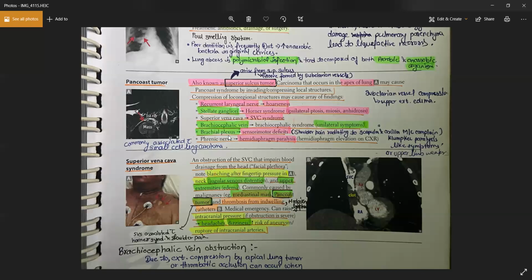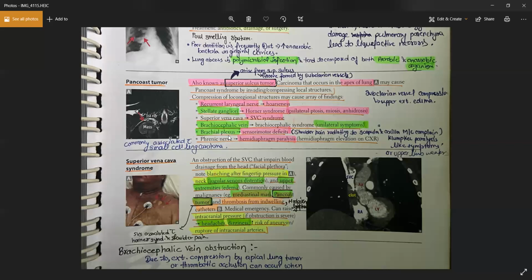You have the roots C5, C6, C7, C8, and T1. If the upper roots are compressed or damaged, you will have more proximal symptoms. If the lower roots are damaged, you will have more distal symptoms, right? So in Klumpke paralysis, symptoms are more distal in the limb, mainly the hands of the patient, so they will have a total claw hand. Okay.